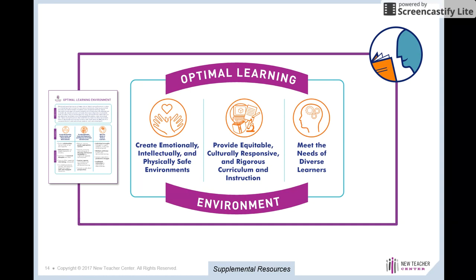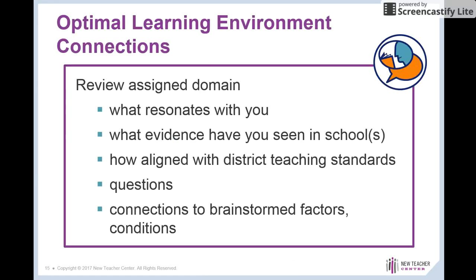Once again, you'd have tables one, two, and three, and probably multiples of each of those different domains. So, go ahead and identify which of those domains your table group will be working on. As you do that, I'm going to move to the next slide. What we'd like you to do is briefly read those characteristics that are underneath your domain and then make some connections to that domain by considering some of these bullet points with your table group.